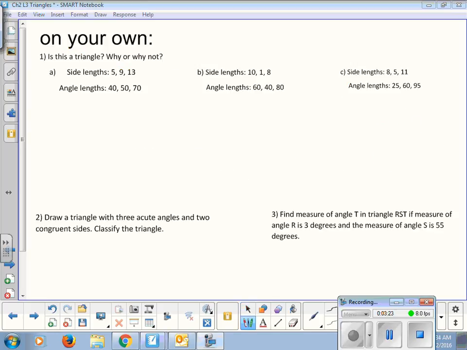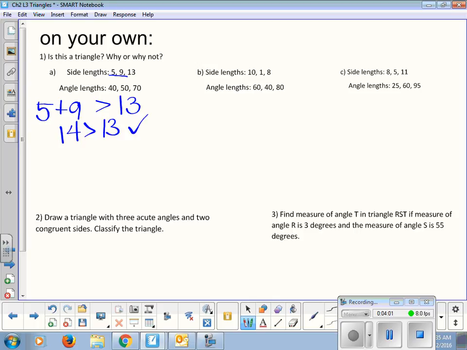Okay, so if we look at the first question, they want us to determine if this is a triangle and why or why not. So we have to make sure the two smaller side lengths are greater than the third, and we have to make sure that the angles add up to 180 degrees. So for A, what are my two smaller side lengths? 5 and 9, so I'm going to add 5 and 9 and I want to see if it is greater than 13. What is 5 plus 9? 14. Is 14 greater than 13? Yeah, so we know that part is true.